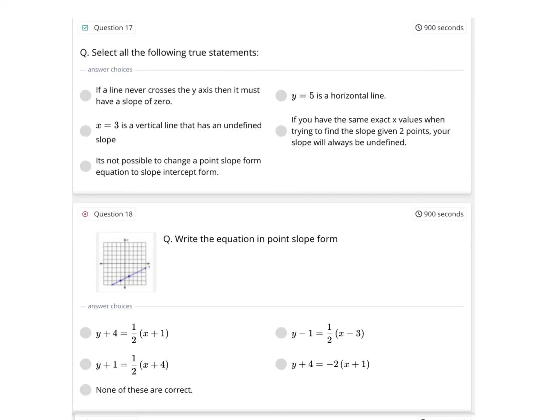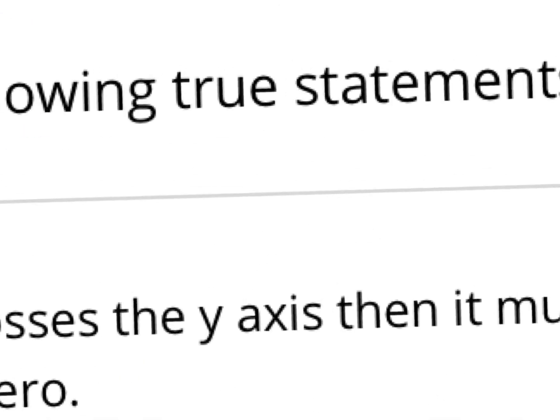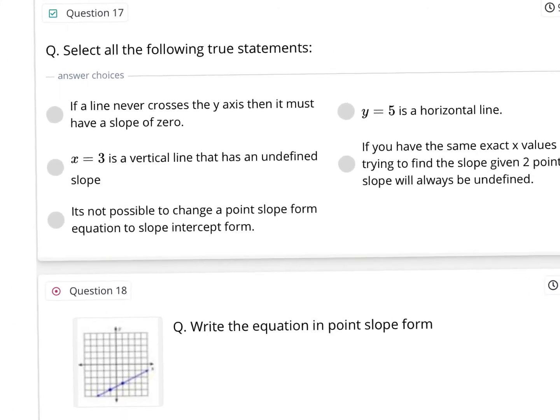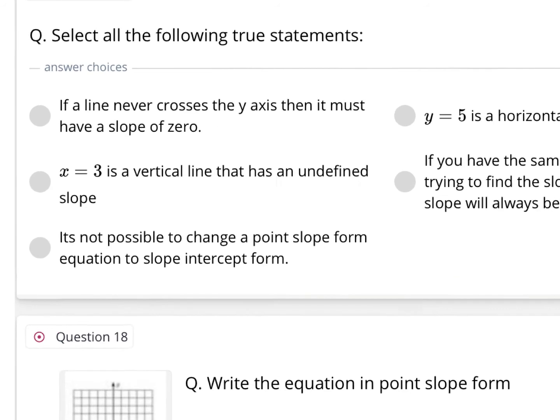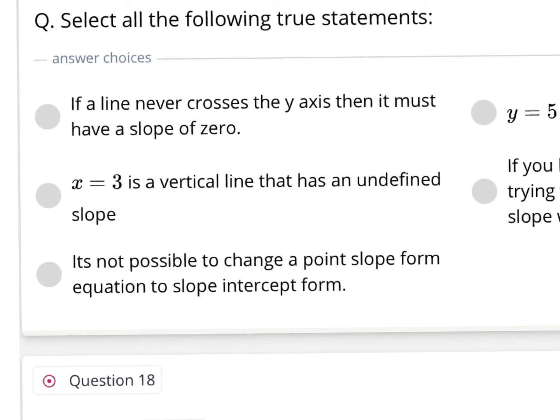I love these. Check it out. Select all the following true statements. You guys like true and false questions, right? But it's not just, is this true or false? You've got to select all the true statements. So let's begin with the first statement. If a line never crosses the y-axis, then it must have a slope of 0.